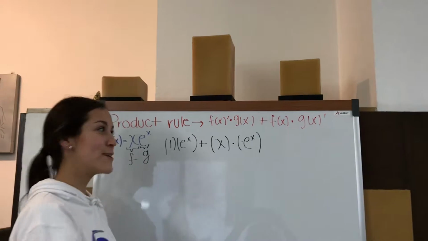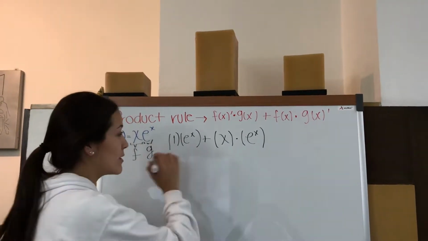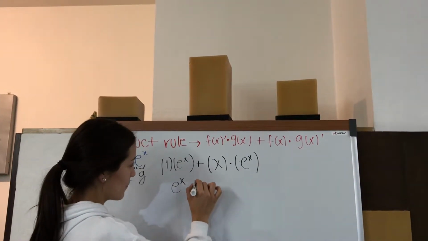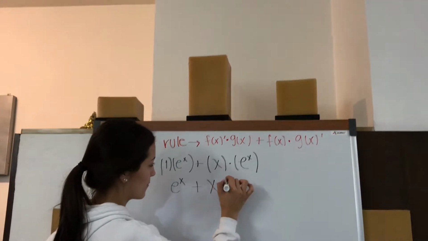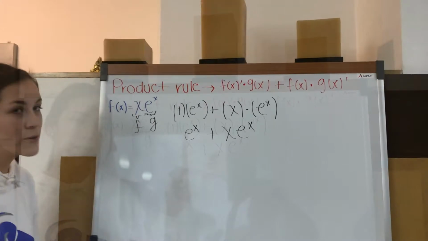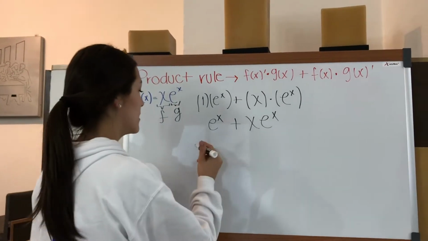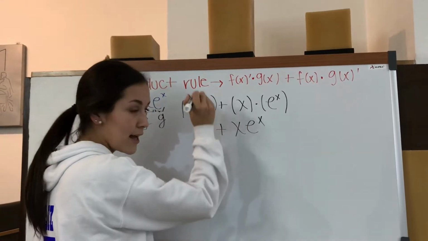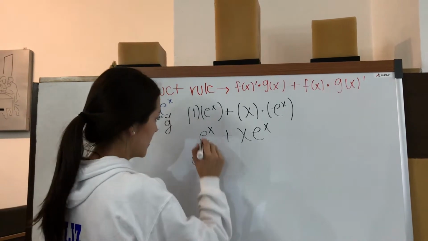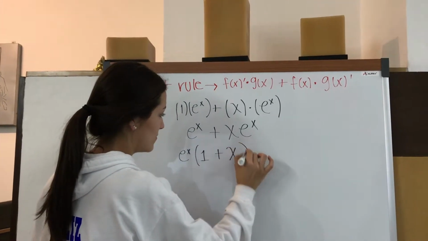that one. So then you have to solve the multiplication, that is 1 times this one plus. You can leave the answer like that, or you can make a common factor. In this case it is the e^x. So we have e^x (1 plus x).